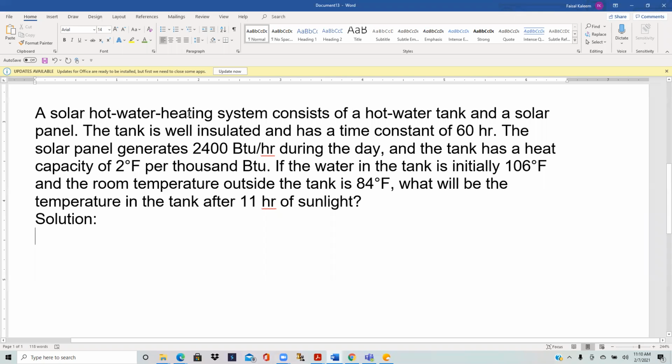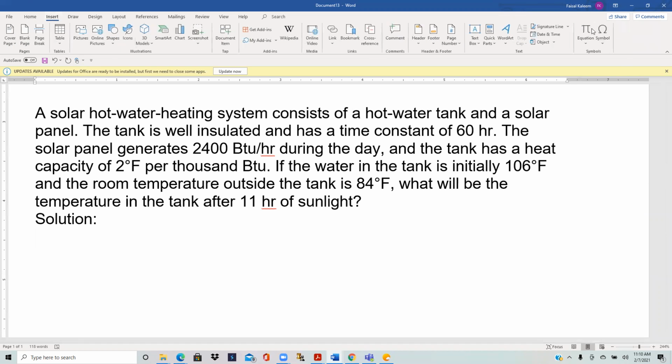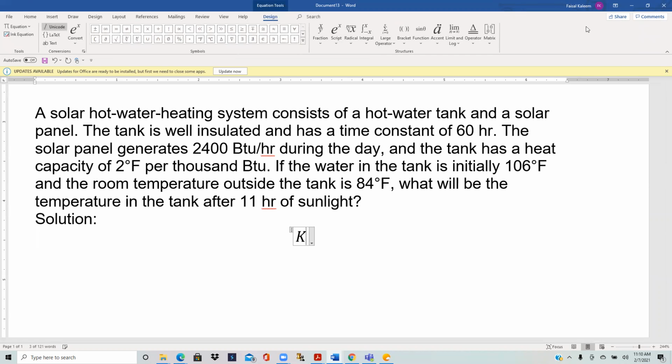A solar water heater, hot water heating system consists of a hot water tank and a solar panel. The tank is well insulated and has a time constant of 60 hours. So let's write that down. So K is equal to 1 over the time constant. K is equal to 1 over 60.